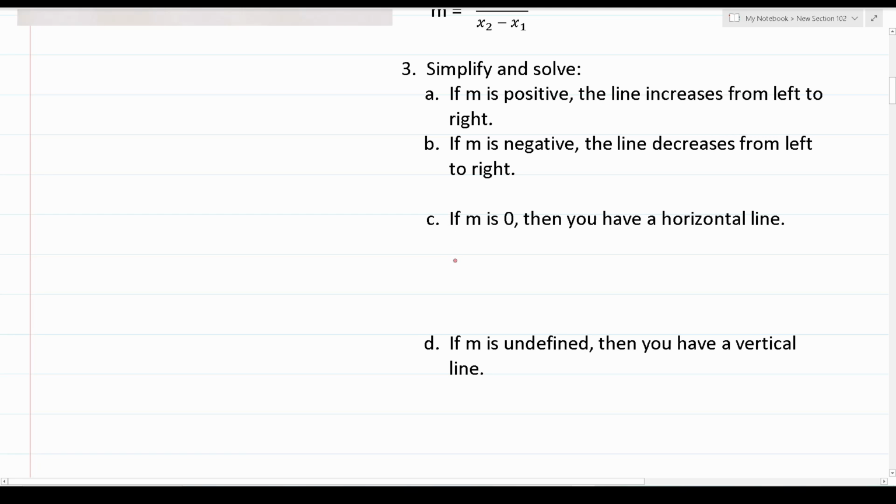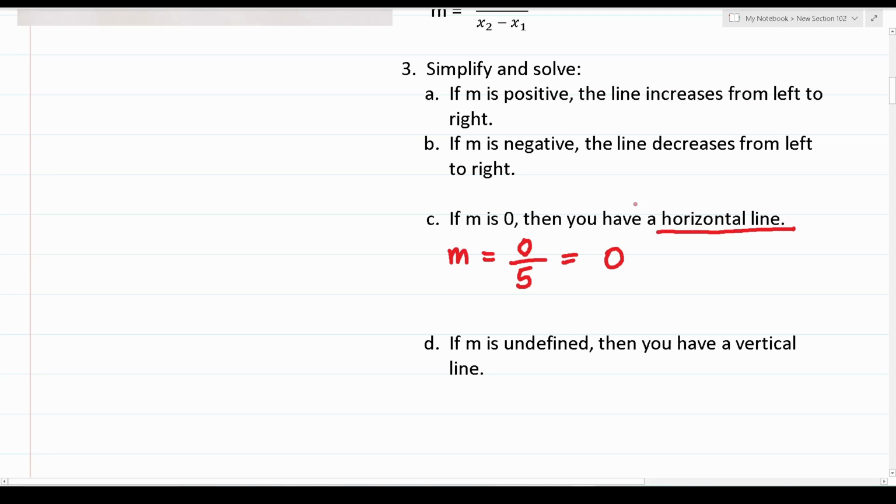So let's say we plugged in the values of our points, and we're left with something like this. m equals 0 over 5. Well, you should know that as long as 0 is in the numerator, this just reduces to 0. Again, 0 divided by 5 is 0. And in terms of slope, that tells you you have a horizontal line.